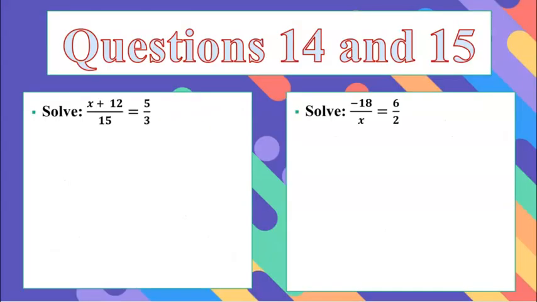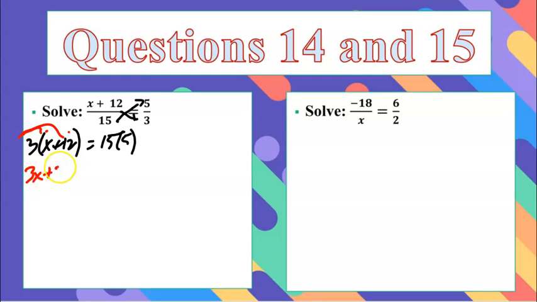Question 14. Here I have proportions. Anytime you have proportions, you can always use cross multiplication. So I'm going to cross multiply. I'm going to have 3 times (x plus 12) equals the cross products the other direction, 15 times 5. So I distribute the 3, that gives us 3x. 3 times 12 is a positive 36, equals 15 times 5 is 75.